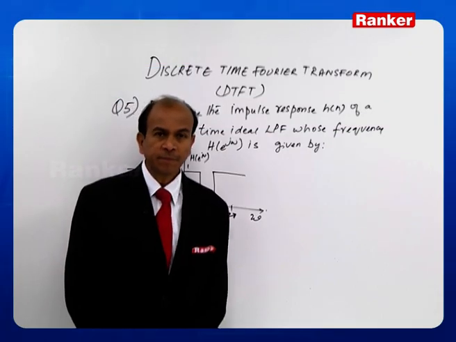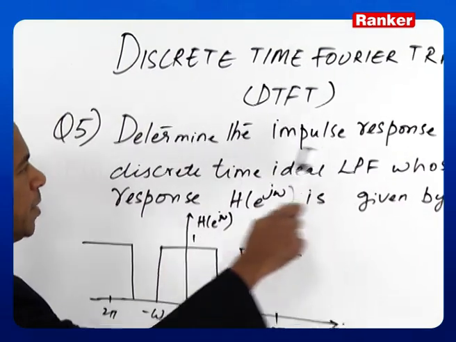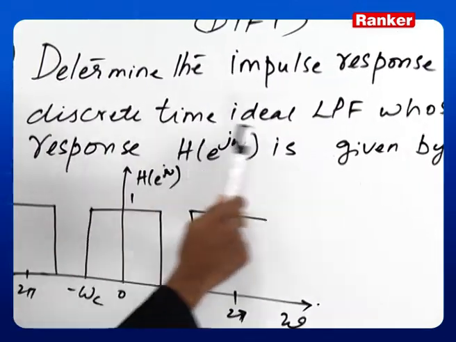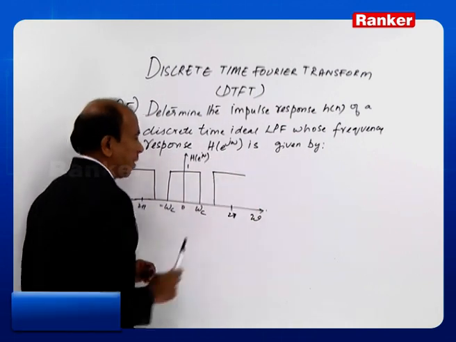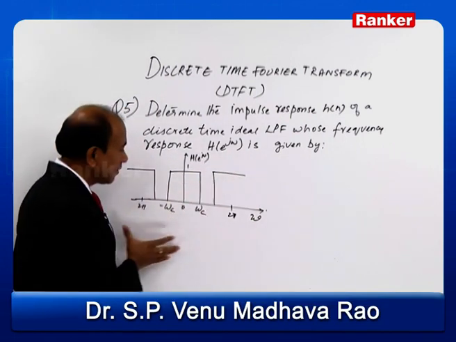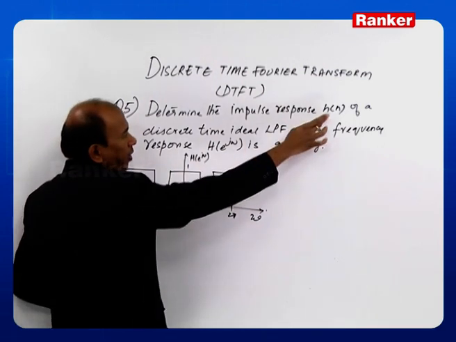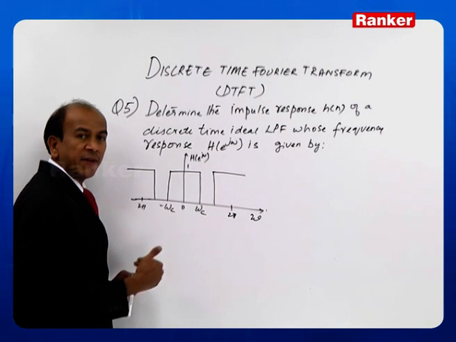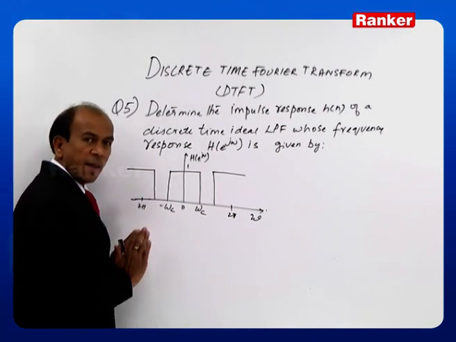Let us see the fifth problem. The fifth problem statement is as follows. Determine the impulse response h of n of a discrete time ideal low pass filter whose frequency response H of e to the power of j omega is given. So, this is the response that is given to us, and I have to calculate the impulse response. That means I have to calculate h of n, given H of e to the power of j omega, the frequency response.